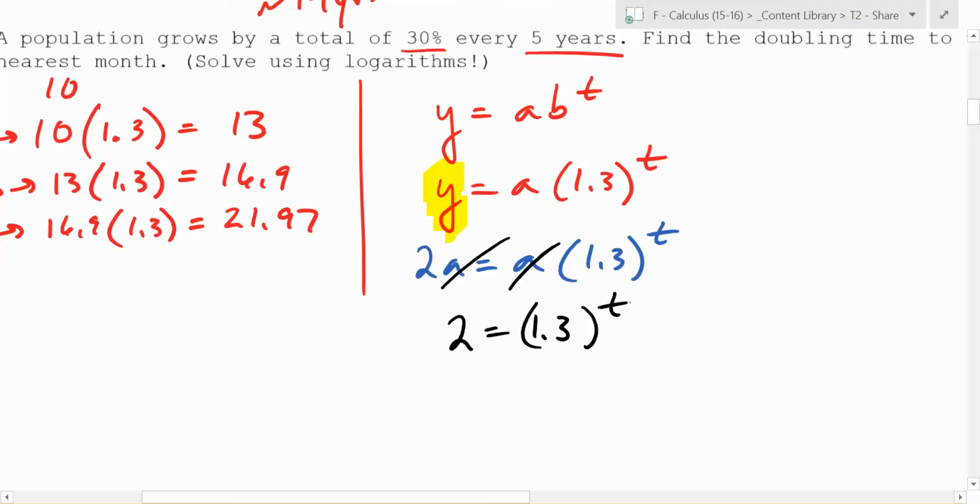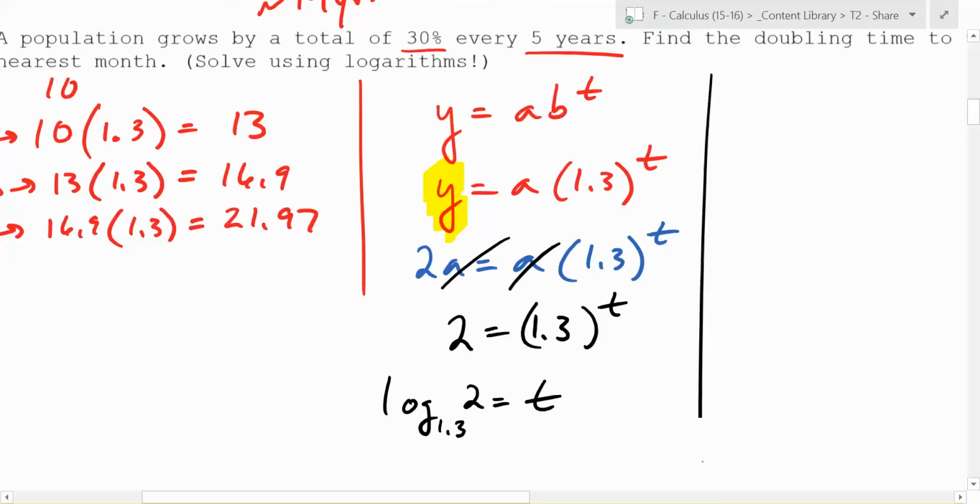What form is that in? Is that log form, Nick, or is that exponent form? Exponent. It's exponent form, so we need to convert it to log. So it's going to be log base. Anybody want to throw it out there? Log base what? 1.3 of what? 2 is equal to t.